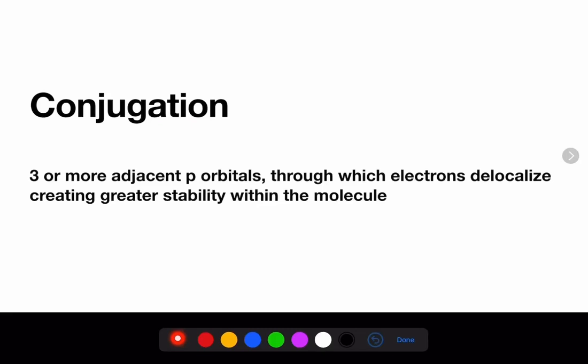Hey everyone, today we're going to be learning about conjugation. This occurs when we have 3 or more sp2 or sp hybridized atoms bonded in succession. With 3 or more adjacent p orbitals, electrons are able to delocalize, meaning spread out throughout these p orbitals, making the molecule more stable. So today we'll be going over how to recognize conjugation and build a better visual understanding of what is actually going on in these molecules.